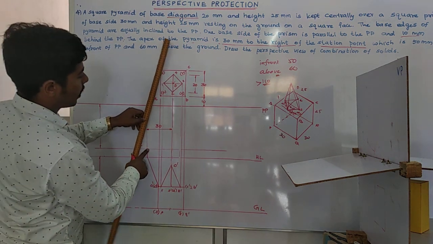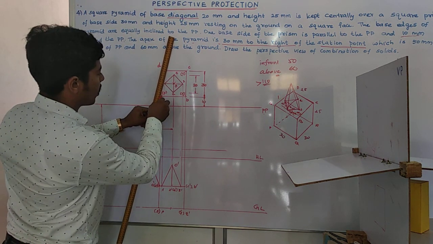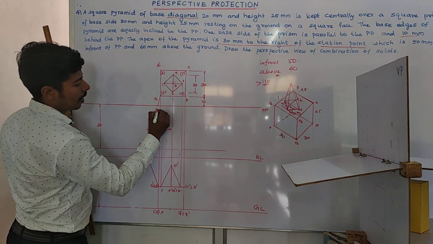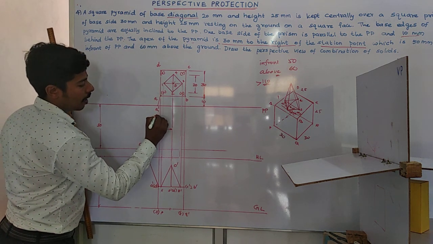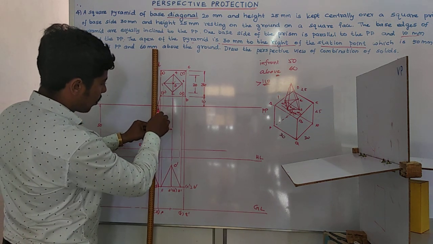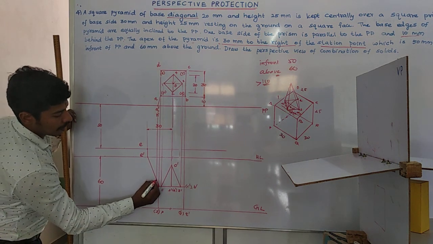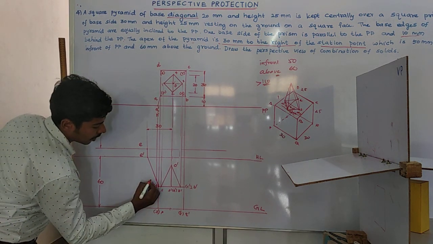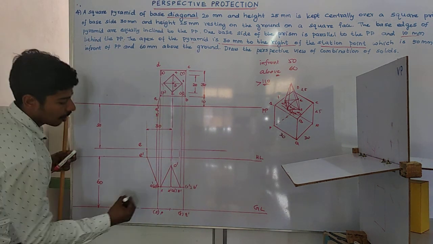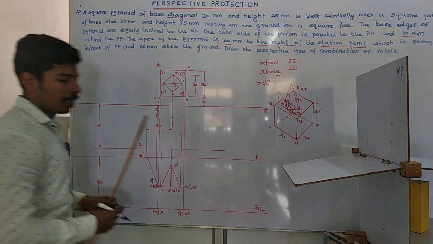Then from E dash to A1, E dash to this, come up to here. So this point is A1 dash and B1 dash. Now I bring it towards down. So this point is our front view A dash. We got one point, A dash.